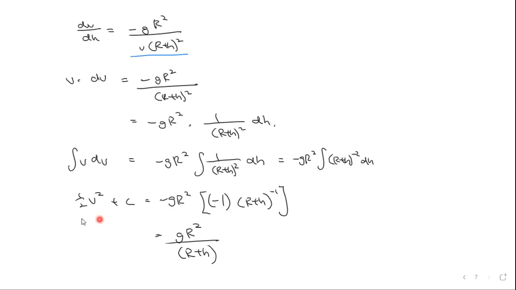Now, let's just multiply everything by 2. So that means I'm going to have v squared plus c equals 2gr squared over r plus h. I multiply this by 2. A constant that I haven't worked out multiplied by 2 is still a constant, so there's not really much point in writing 2c over here. It's still a constant. So I now have this thing at this point in time.